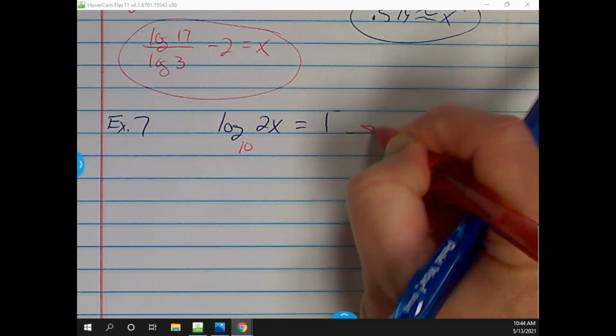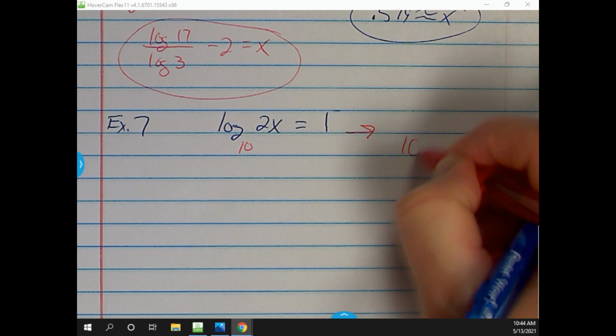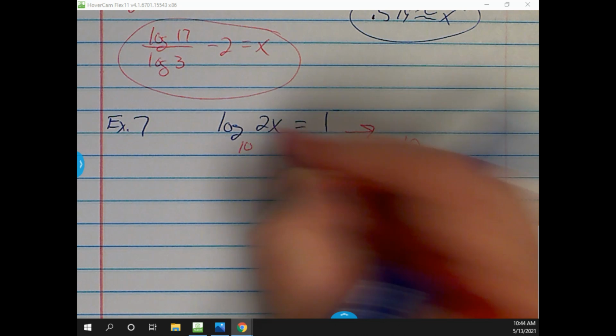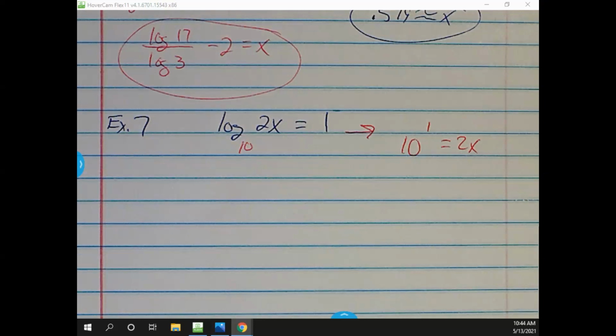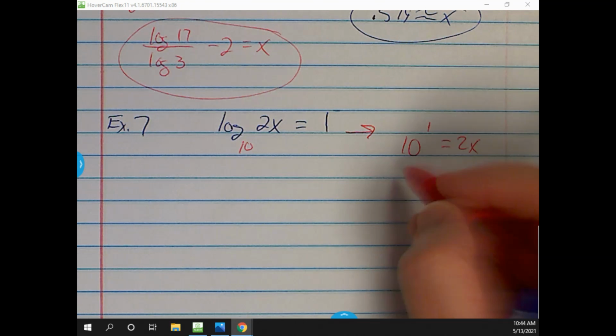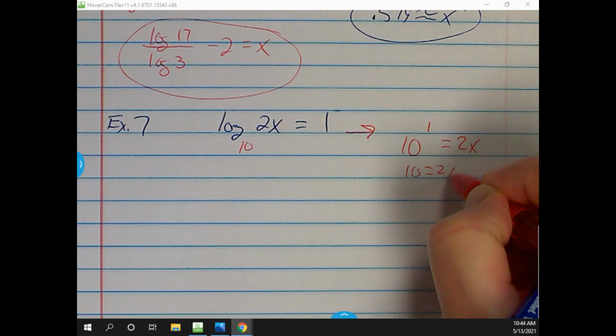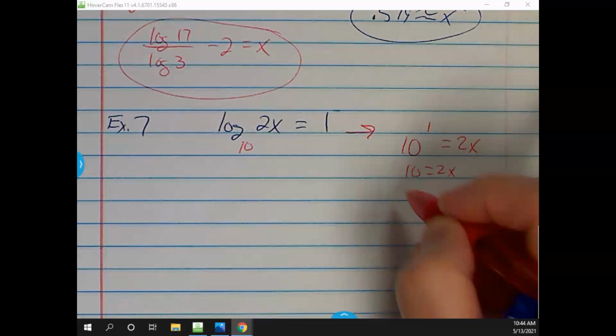That way, when you rewrite this problem, your base will stay the same. And again, you switch these two numbers. So now it's 10 to the first, and that's going to equal 2x. Well, 10 to the first is just 10. And then 10 divided by 2 means that x would equal 5.